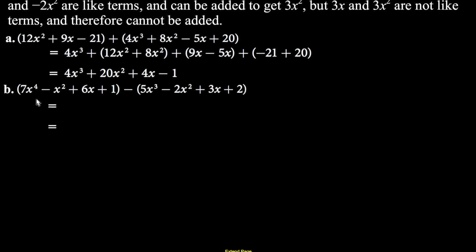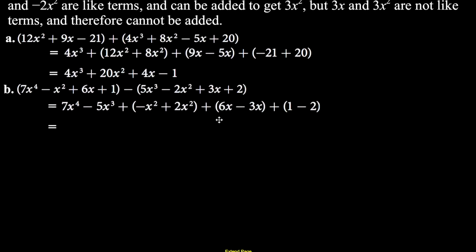Letter B here, same kind of process. We don't have anything to combine with 7x to the 4th or 5x to the 3rd. The thing to be careful of when we're subtracting, this subtraction sign right here, you're going to change every sign inside this parenthesis. So it's like multiplying by negative 1 and adding. So be careful of your signs there. When we have a minus x squared and then a minus 2x squared, this one actually becomes a plus 2x squared. So we're going to get a positive x squared. So make sure that you're watching that. Check those signs. So here is our final answer on that.